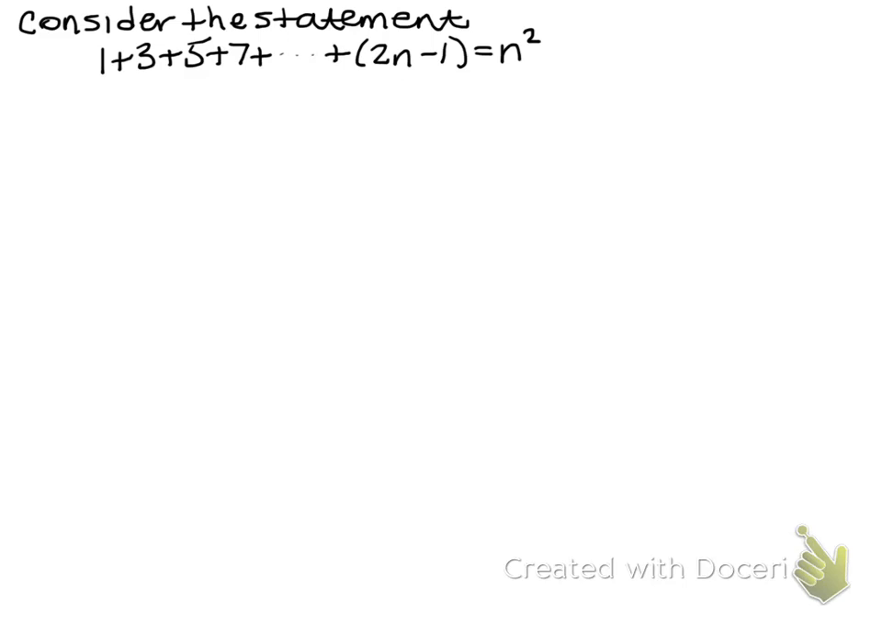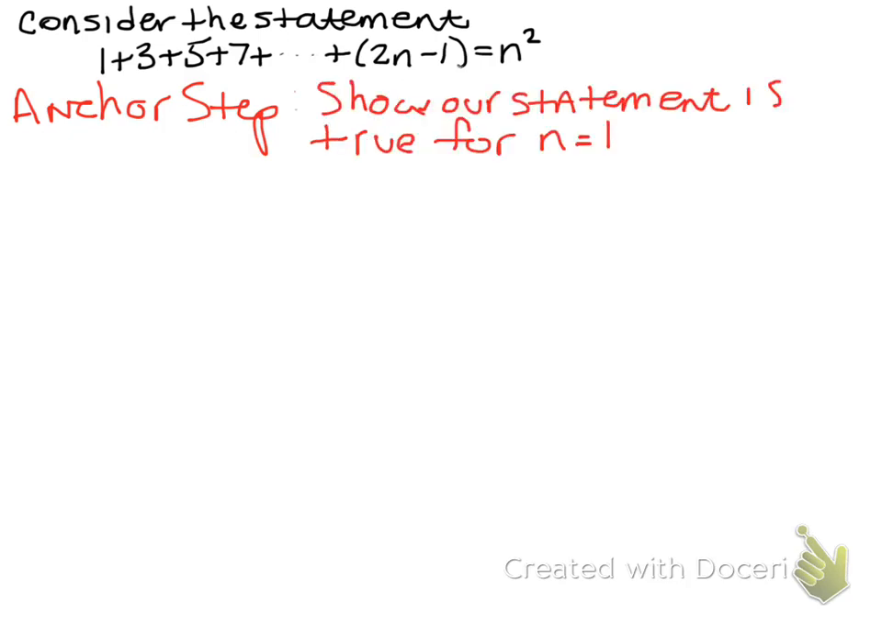Our first step is going to be called the anchor step. And we need to show our statement is true for n equals 1. Or in other words, if I look at the first term of the series and I plug in 1 on the right side, are they going to match? So what we're going to do is we're going to use our formula here for our sequence. We're going to plug in a 1 for the n. We're going to plug in a 1 for n here.